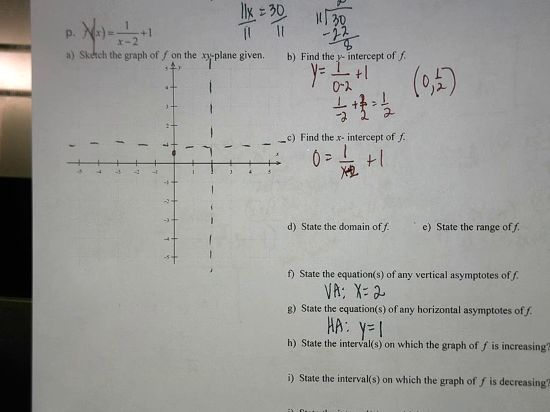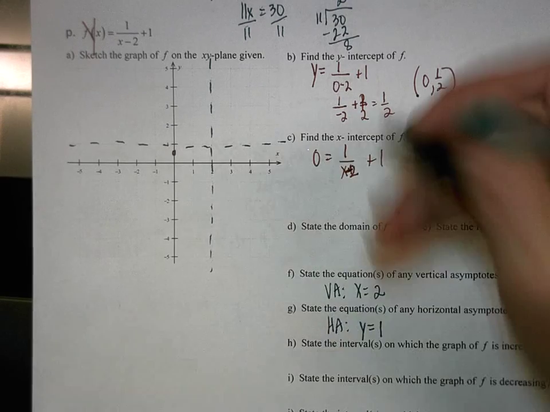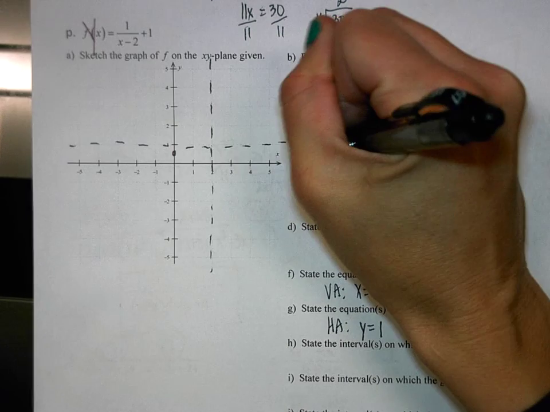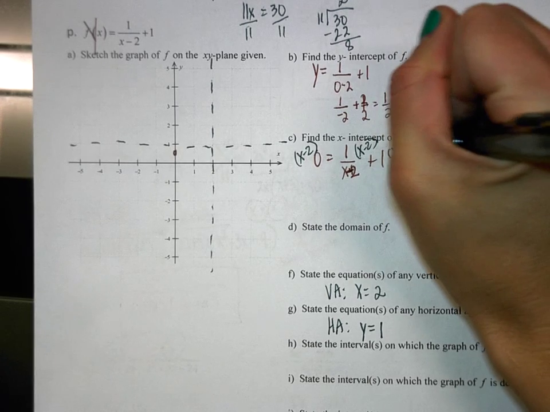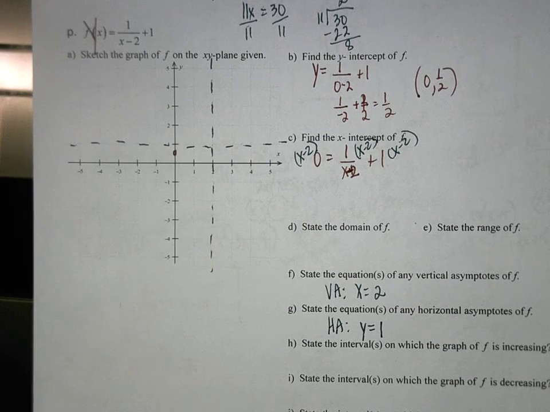I would multiply by the LCD. So I would do it, you were saying, I think, Haley. And that is multiply every single term by x minus 2. Now, are there other ways of solving this? Definitely. But I'm just kind of sticking to the way we've been doing this unit.